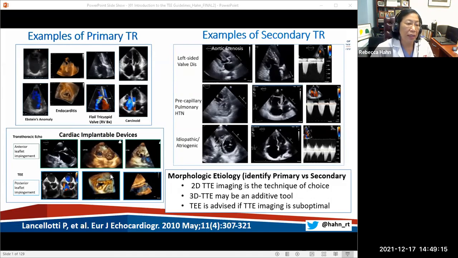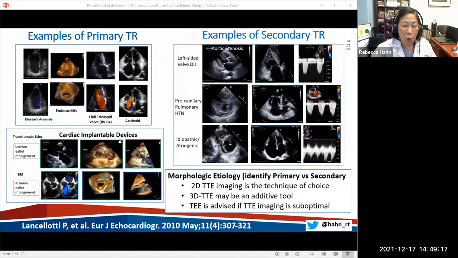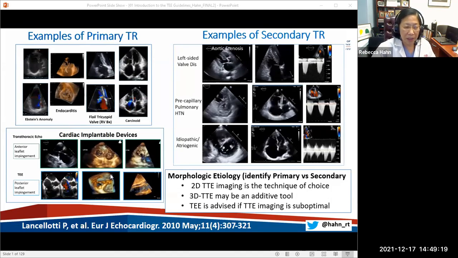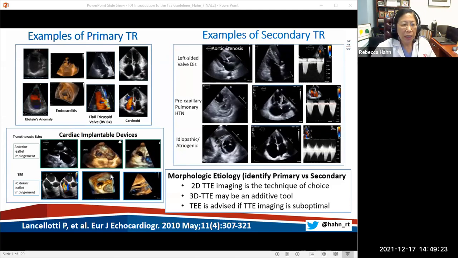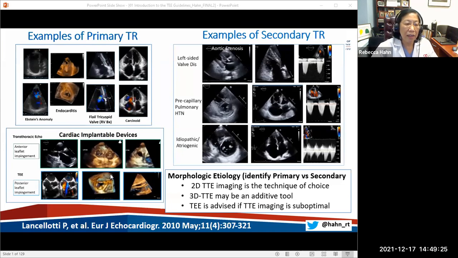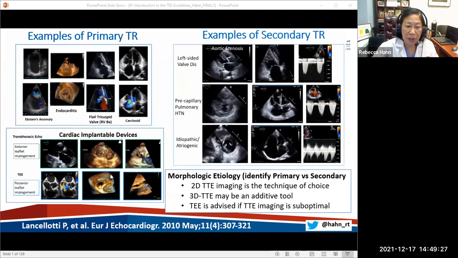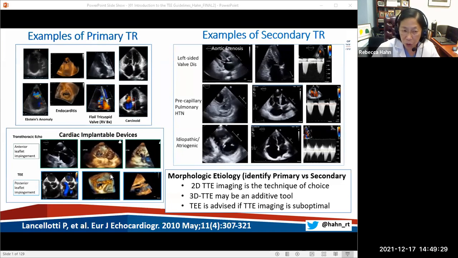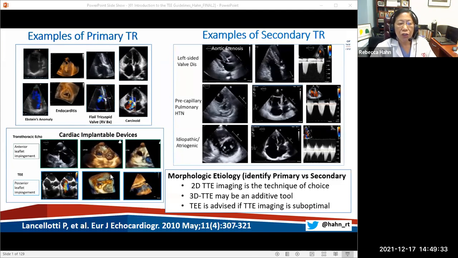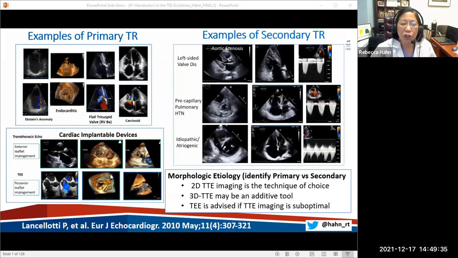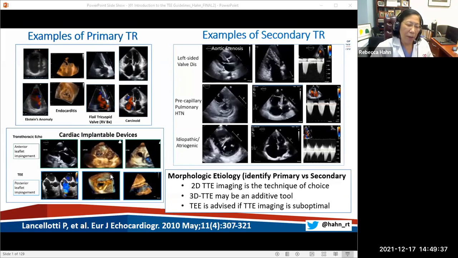And the problem is that cardiac implantable devices don't always have to affect the leaflet. They can affect the subvalvular apparatus and the papillary muscles, and they can not be actually attached to the leaflets, but just prevent them from closing. And so now all of a sudden, it's not really a primary disease. It's a disease of coaptation secondary to a pacemaker.